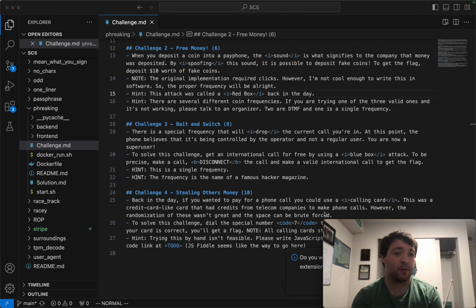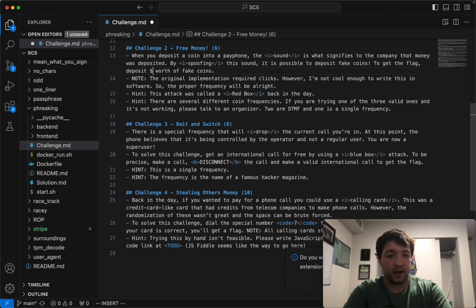This is part of the Spokane Cyber Cup, and this is Phreaking Phone Challenge number 2. This one is called Free Money. When you deposit a coin into a payphone, the sound is what signifies to the company that the money was deposited. By spoofing the sound, we can deposit fake coins. To get the flag, deposit, it's actually $5.